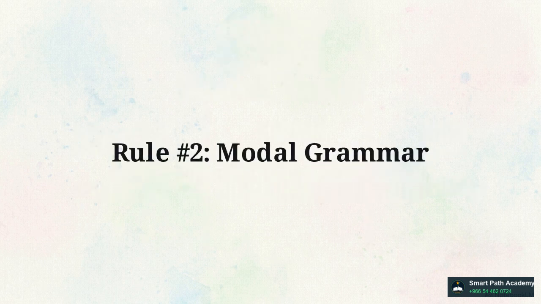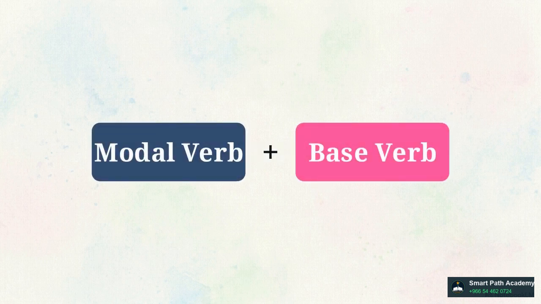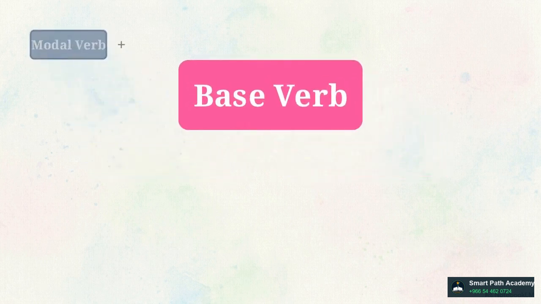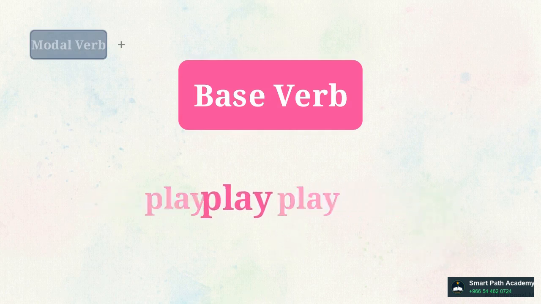Now, whenever you use a modal verb, there is a very strict grammar rule that follows. Rule number 2, always use the modal plus the base verb. A base verb is the simplest form of the action word. That means no extra letters at the end. We drop the s, drop the ed, and drop the ing.